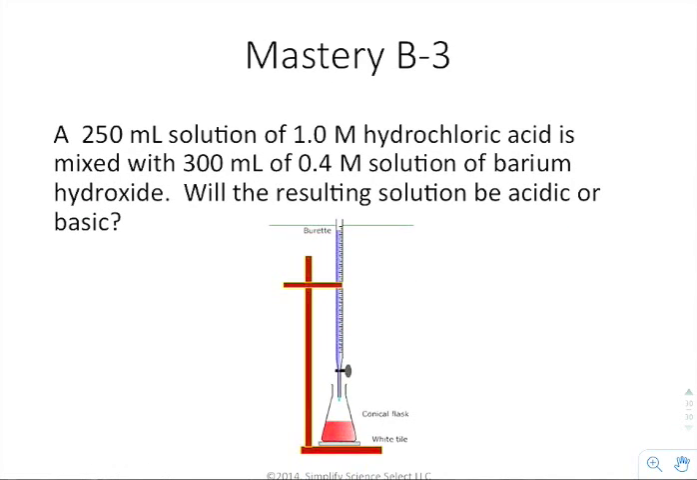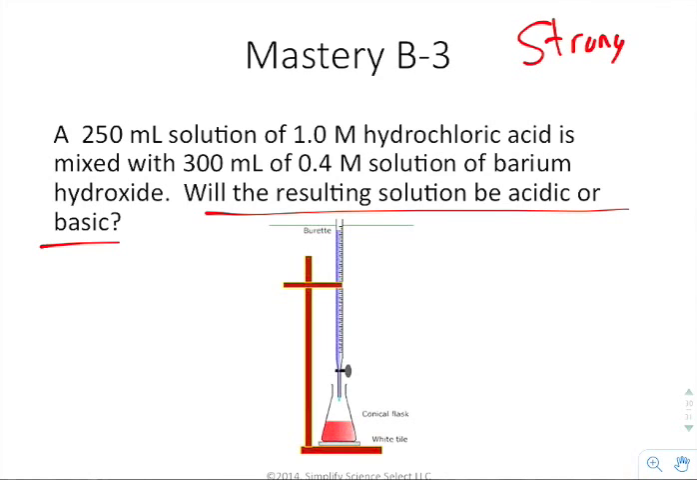Finally, we have a 250 mL solution of 1 molar hydrochloric acid mixed with 300 mL of 0.4 molar barium hydroxide, and we want to know whether the resulting solution is going to be acidic or basic. So we know these things are both strong acids and strong bases, so we know they're going to dissociate completely. So because of that, we can actually look at the number of moles of each to determine whether it's acidic or basic. So what I'm going to do is I'm going to say this is 0.25 liters. I'm going to say this is 0.3 liters. I just converted the values.